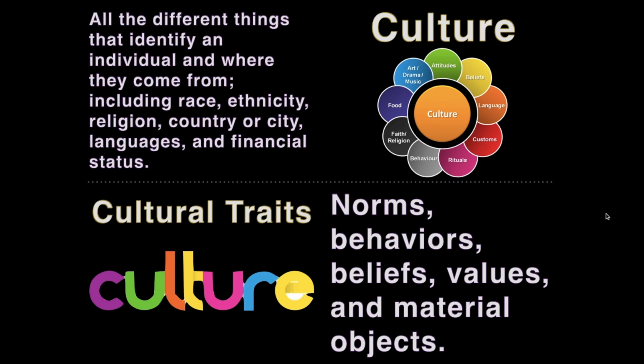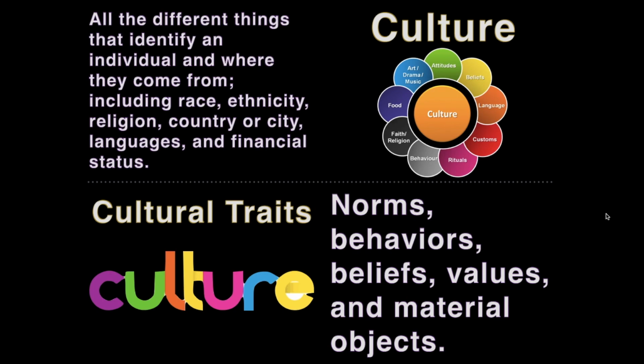So this whole unit is about culture and identity, and culture is a tough thing to define because it's almost everything. It's all the different things that identify an individual and where they come from. It could be their race, their ethnicity, religion, country, city, languages, financial status, art, drama, music, attitudes, beliefs, behavior, food. Everything is culture. It's hard to think of things that aren't culture. But we do notice that things change when you go from group to group. And those common things shared, that's what makes up culture.